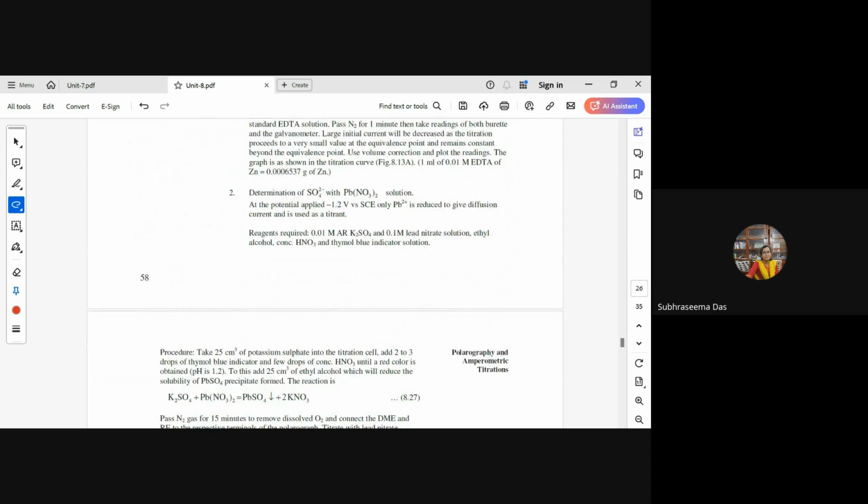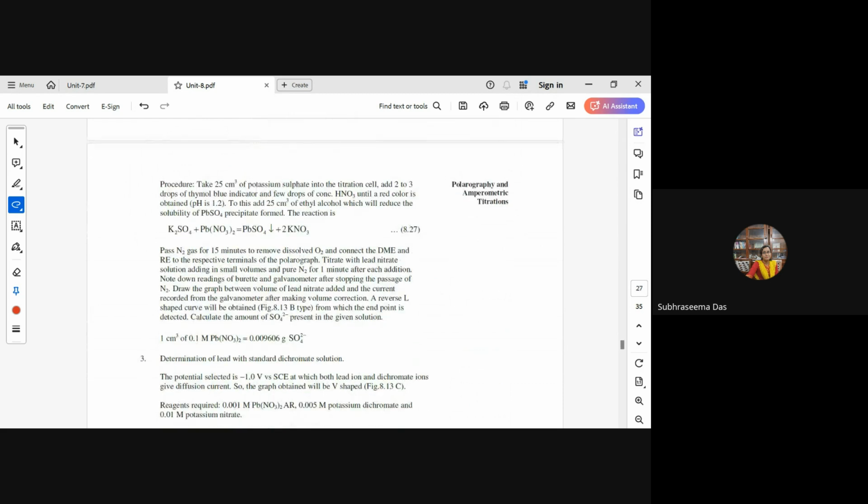Similarly, for the determination of sulfate with lead nitrate, a potential of minus 1.2 volt versus the standard calomel electrode is required, and the Pb2+ is reduced to give a diffusion current and is used as the titrant. For this purpose, 0.1 molar analytical grade K2SO4 and 0.1 molar lead nitrate solution, ethyl alcohol, concentrated HNO3 and thymol blue indicator are needed.